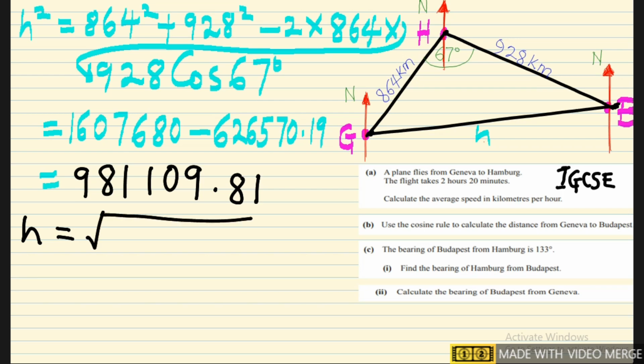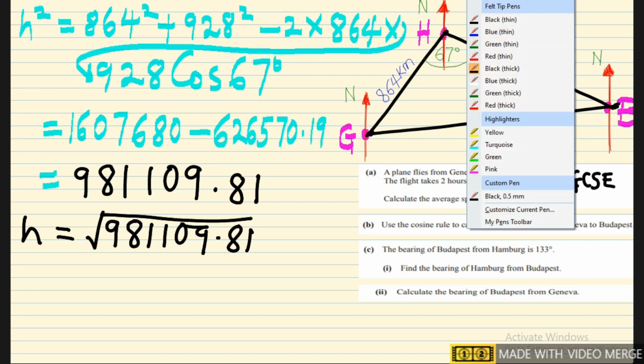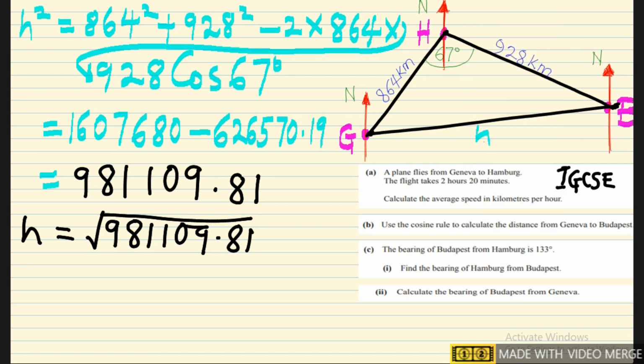Take the square root of both sides. We have the square root of 981,109.81, and punching that in the calculator, we've got H is equal to 990.5 kilometers.